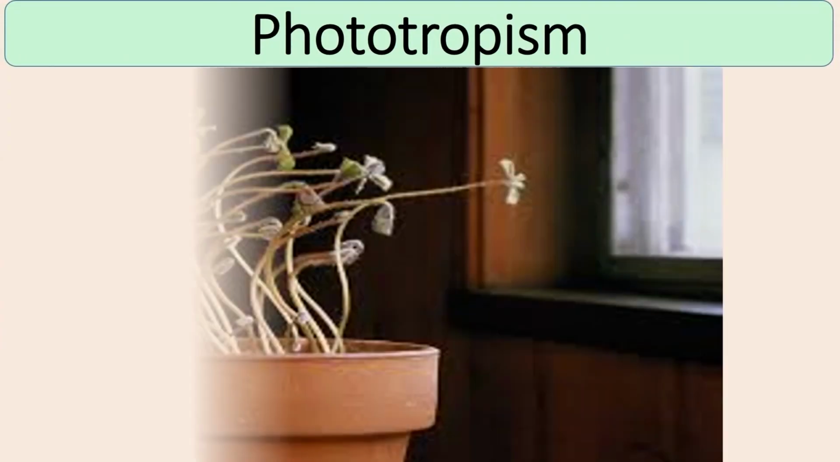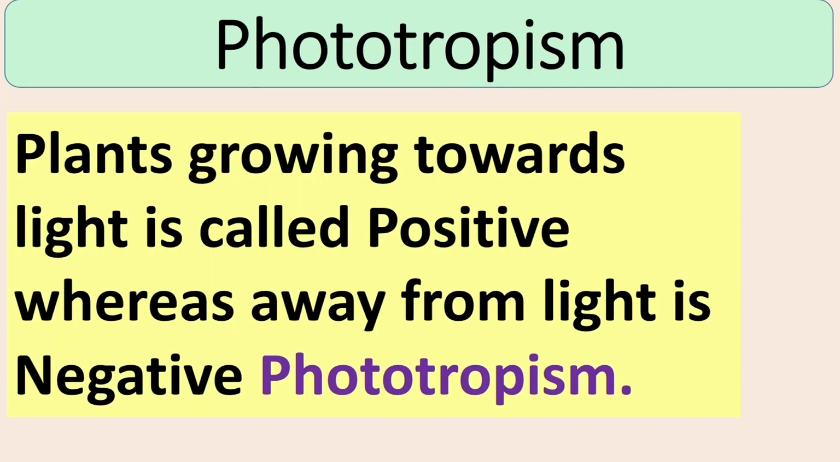So, phototropism is the plants growing towards light. If they grow towards the stimulus, it is called positive phototropism, whereas if they move away from the light, for example roots, you call it negative phototropism. So, you can understand that there are two types of tropism. One is if it is towards the stimulus, it is positive. If it is away from the stimulus, it is negative.